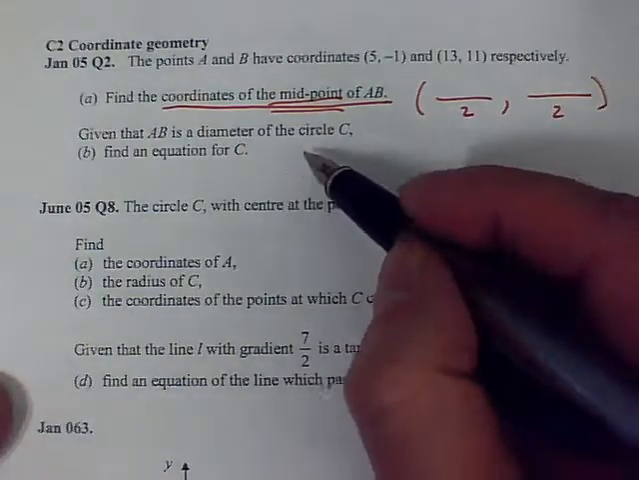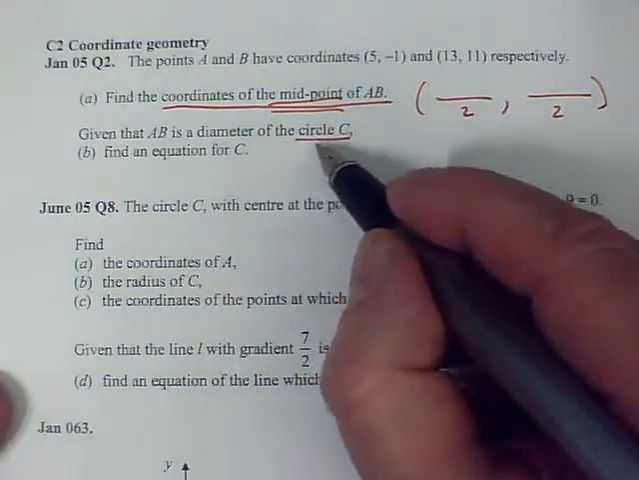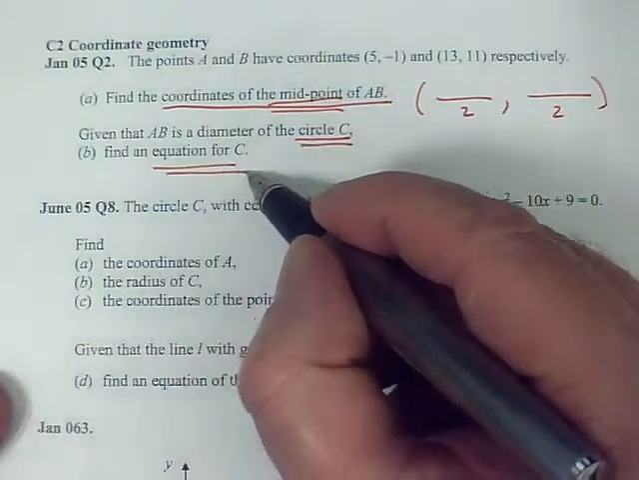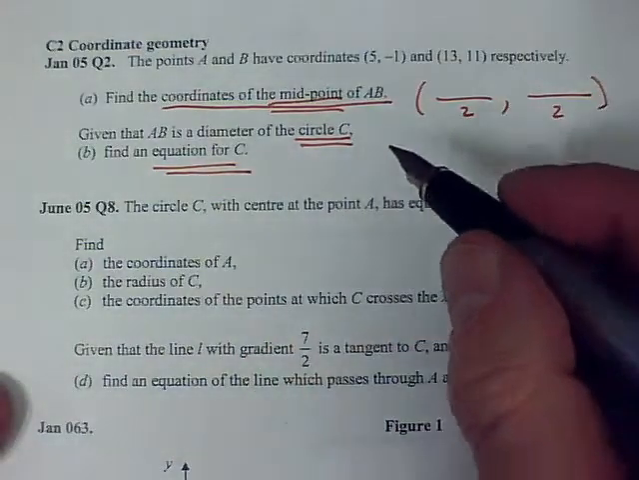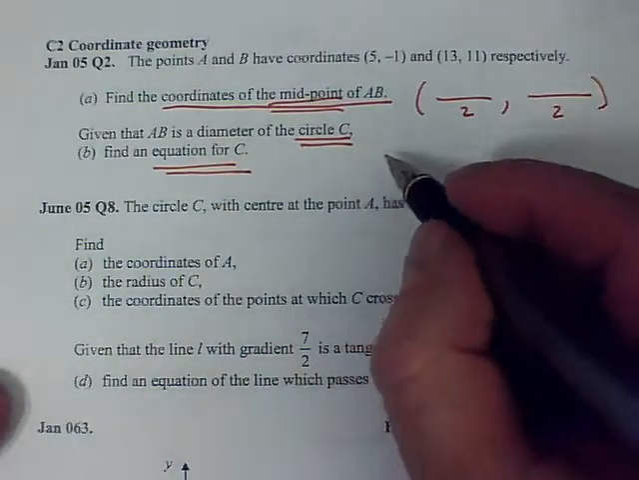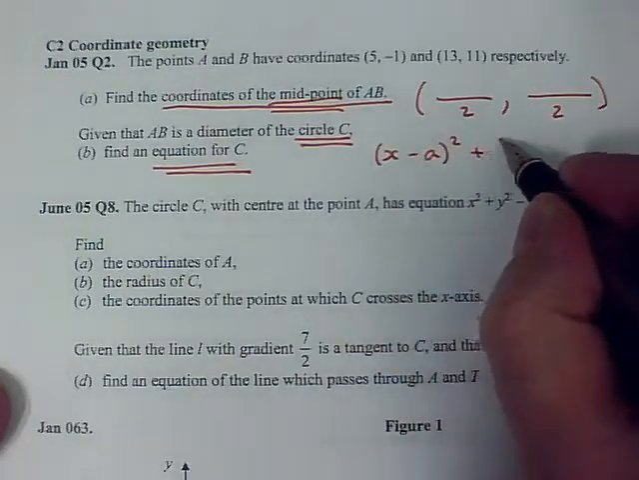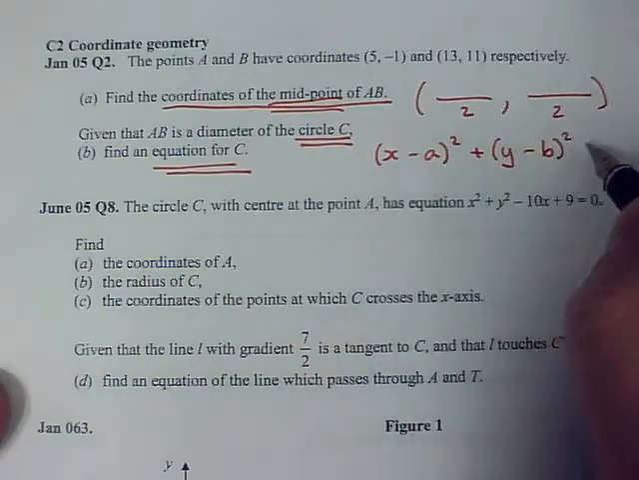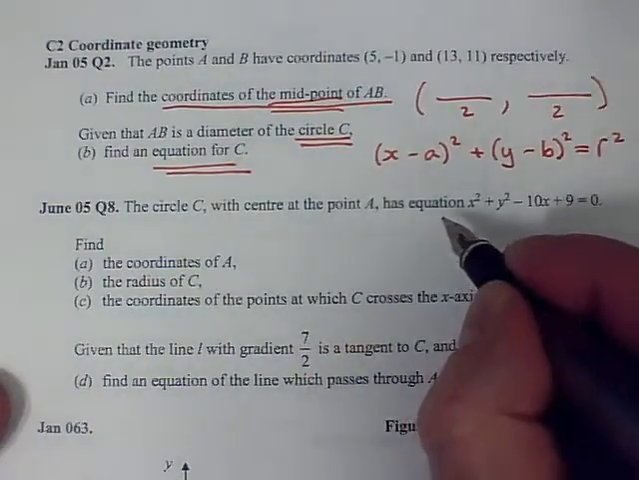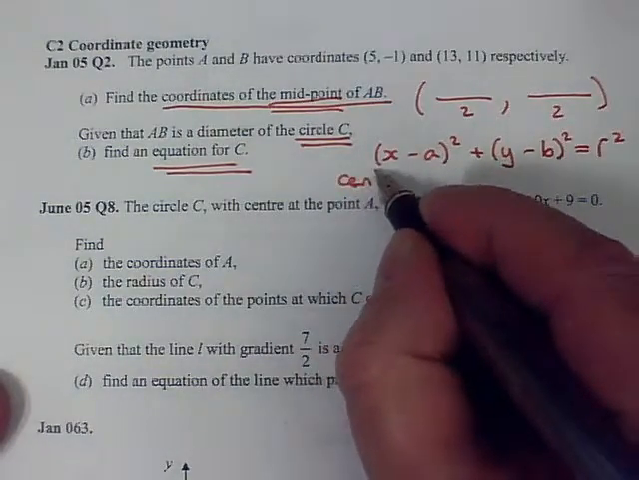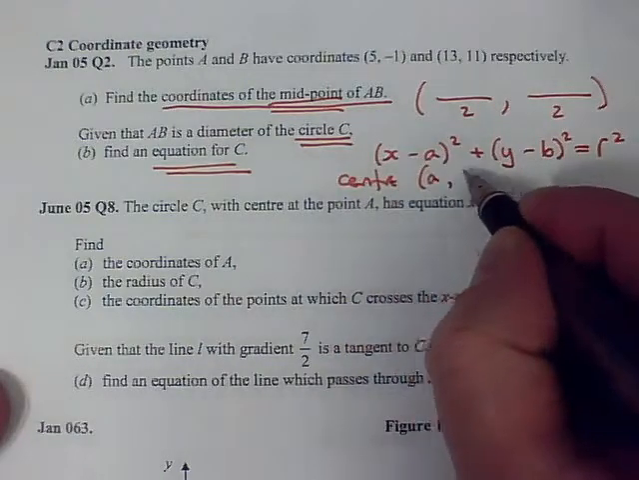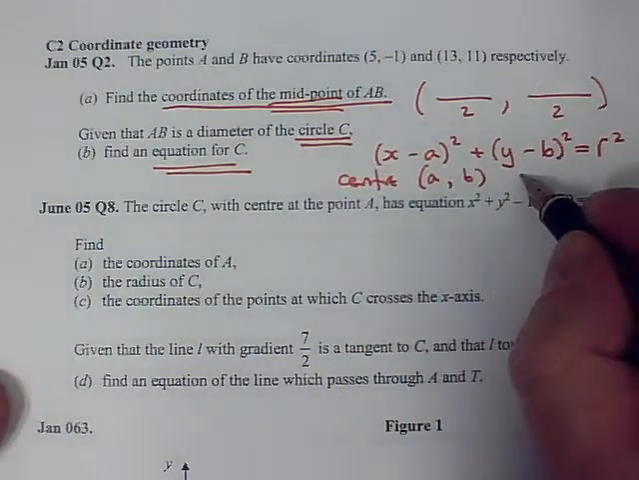Okay, and now we're on to Core 2 work, because we get a circle C. We've got to find an equation for C. Now, I'll tell you on this first question, but not on any of the others. The equation of a circle is (x minus a) squared plus (y minus b) squared equals r squared. Okay, that's if you want the centre to be (a, b), and you want the radius to be r.